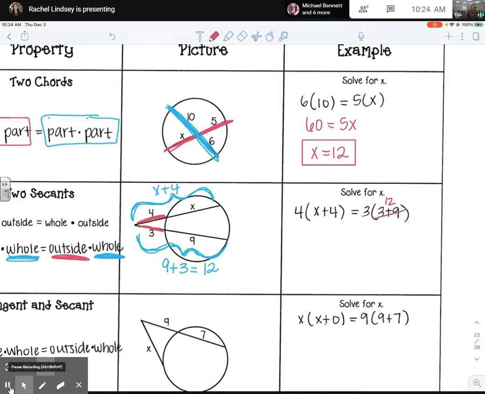So now I need to do the algebra. The almost 2 parts done, now I gotta do the algebra. What's 4 times x? 4x. 4 times 4? 16. And what is 3 times 12? I don't know that. 36. So now to solve, subtract 16 from both sides. 4x equals 20. What would x equal? 5.